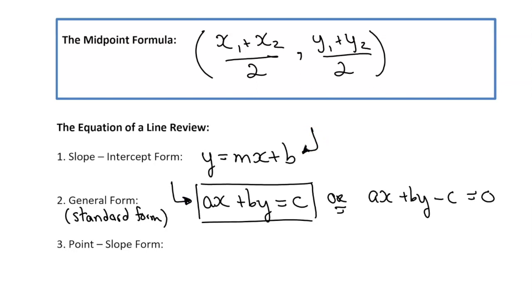Point-slope form we use from time to time as well, and that is y minus y1 equals m bracket x minus x1. We use that whenever we're given the slope and a single point, and you can find out some information about that almost instantly.